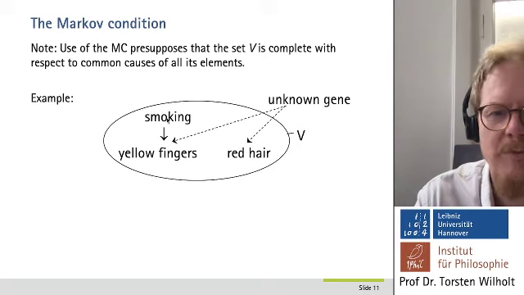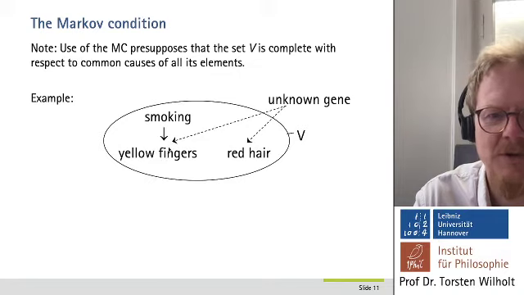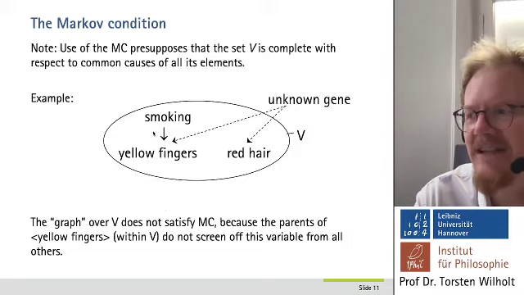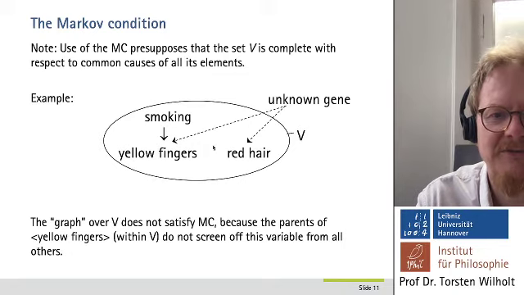And the problem is, the only thing that we should have when we don't have this is this arrow, smoking as being responsible for yellow fingers, albeit not alone. But the graph over V, if this single arrow is a graph, does not satisfy the Markov condition, because there is a correlation between yellow fingers and red hair, and that should be screened off by the parents of yellow fingers, which is just this variable, but it doesn't.